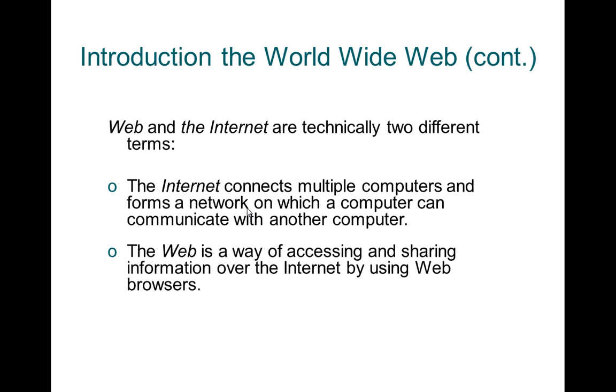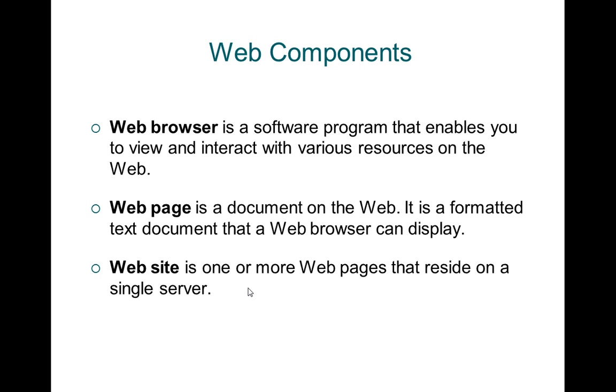So this is the internet. It means a computer connects over the network, that is the internet. Then the web is a way of accessing and sharing information over the internet. So now the technical difference is clear. Internet is nothing but a collection of networks or collection of computers, and web is nothing but the collection of information that we are using over the internet by using web browsers.